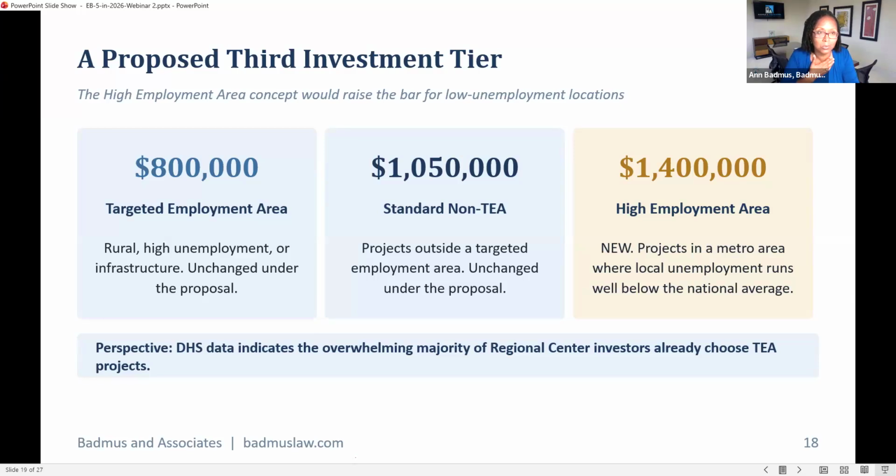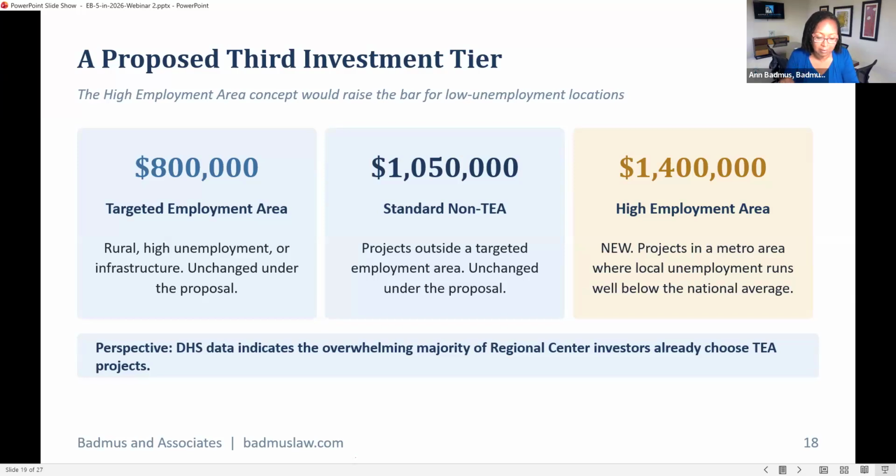One important proposal is the proposed third investment tier. So as we mentioned before, there are two tiers of investment now: 800,000 for a targeted employment area and 1,050,000 for everything else.